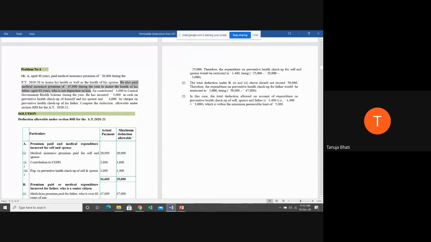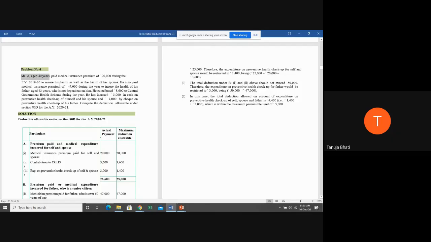He contributed 3,600 to the Central Government Health Scheme during the year. He has incurred 3,000 in cash on preventive health checkup of himself and his spouse, and 4,000 by cheque on preventive health checkup for his father. Compute the deduction allowable under section 80D for the assessment year 2020-2021.